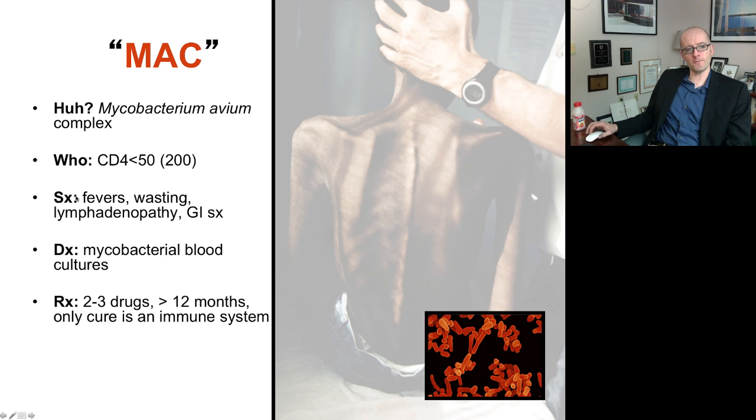The way they present is with fevers, wasting, lymphadenopathy, and sometimes, probably because of the lymphadenopathy and the GI tract, just kind of crampy abdominal pain. Mostly this is just a failure to thrive plus feverish presentation. It's hard to diagnose. There aren't any characteristic physical exam findings. You just have to think of it, get mycobacterial blood cultures, and if those come up positive, you treat with 2 to 3 drugs, and the only cure really is to get an immune system through treatment.